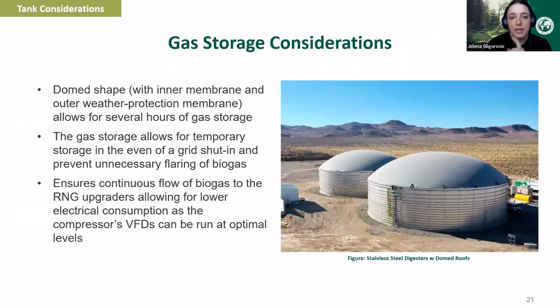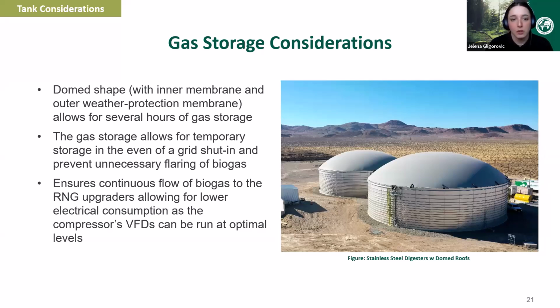So I did want to talk about the gas membrane roofs separately here. The dome shape that you see with an inner membrane and an outer weather protection membrane allows for several hours of gas storage within a tank. It depends on the feedstock and the amount of biogas production that you have in a tank, but typically we see upwards of 6 hours of gas storage within a tank. If you have an emergency shutdown or anything like that, and then obviously if you have multiple tanks, your overall amount of gas storage increases.